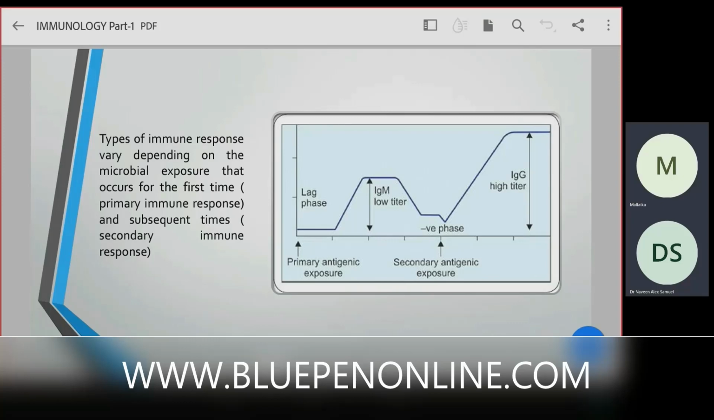The type of immune response varies depending on the microbial exposure that occurs for the first time. When a person is exposed to the virus or the antigen for the first time, that response is called the primary immune response. And when the same person is exposed to the antigen at a subsequent time, that is called the secondary immune response. So this is a graph of it. I'll come to it later, because I will explain step by step.